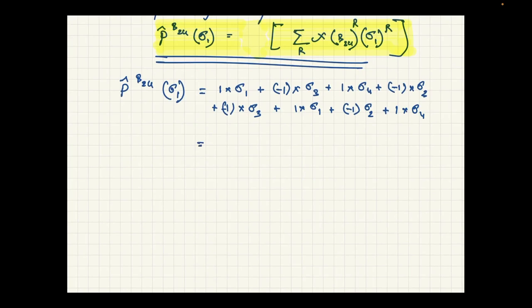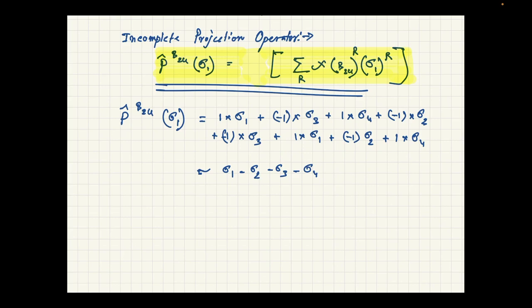If you just solve this, you will get sigma 1 minus sigma 2 minus sigma 3 minus sigma 4. So this particular combination you will get. Okay, what does this mean?